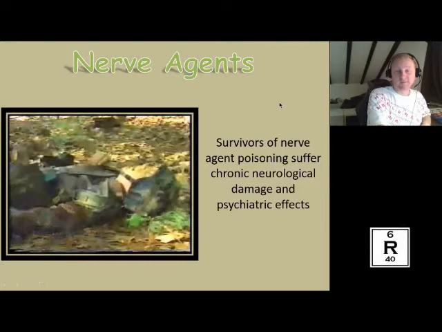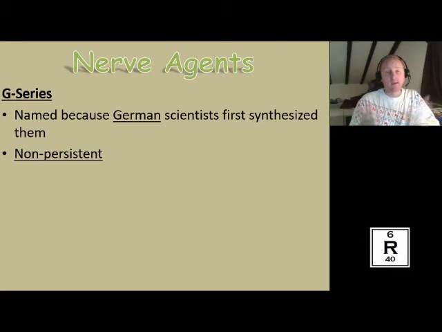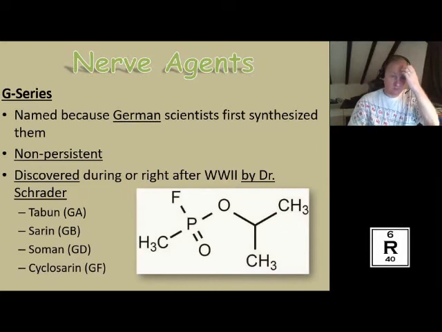Anyways, there's different types of nerve agents. The first ones were developed by the Germans, and so they get the first letter G. This means this was synthesized by the Germans, the G-class nerve agents. They are non-persistent, which means they disseminate quickly. The effects of it don't stay around long. That's what non-persistent means.